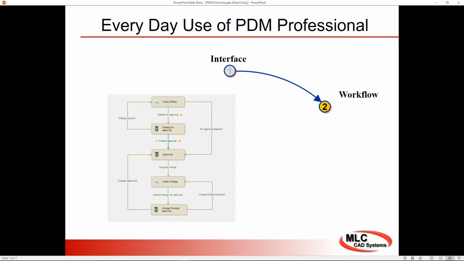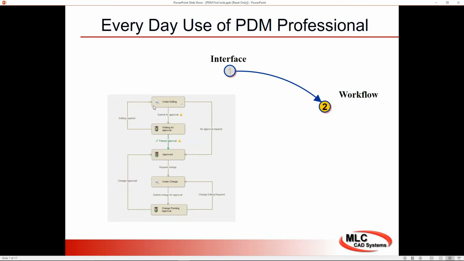In PDM, we have the ability to enforce this process. So if you'll see here, this is a very common workflow for engineering files. Initially, files will come in under this box called editing state. Now these boxes, I'm going to refer to them as states. And these arrows here, I'm going to refer to as transitions. These are pathways between states.